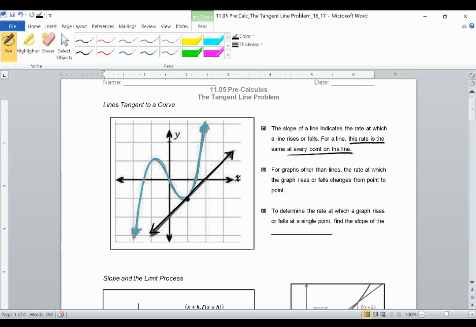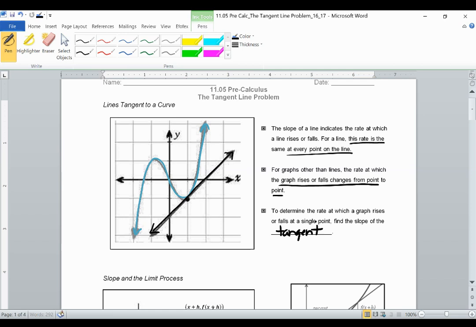In Algebra 2, when you talked about average rate of change, you found that the average rate of change of a line is always the slope, and it's always the same, no matter what 2 points you take. For graphs other than lines, like this blue curve, the rate at which the graph rises or falls changes from point to point. So we can't just find any 2 points and take the slope of them, because it's going to be different depending on what points you take. So to determine the rate at which our graph rises or falls at a single point, we're going to find the slope of the tangent line.